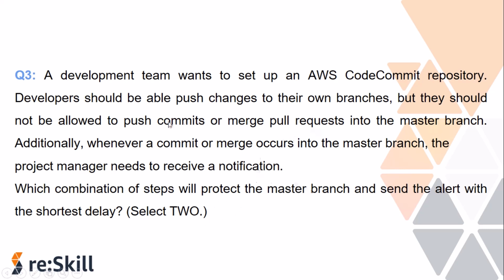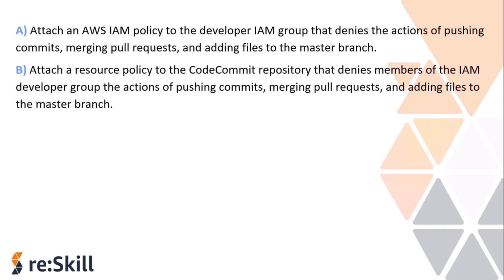Let's first confirm where we have to give the policy. Okay, not the users, but for the CodeCommit repository, we have to specify the permissions. Let's have a look at the second option. Attach an IAM policy was the first option. Now, second option is attach a resource policy to the CodeCommit repository that denies members of the IAM developer group the actions of pushing commits, merging pull requests, and adding files to the master branch.